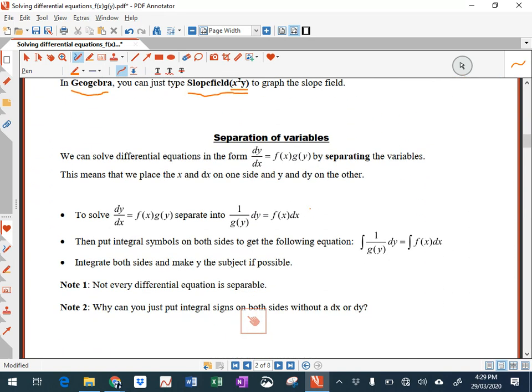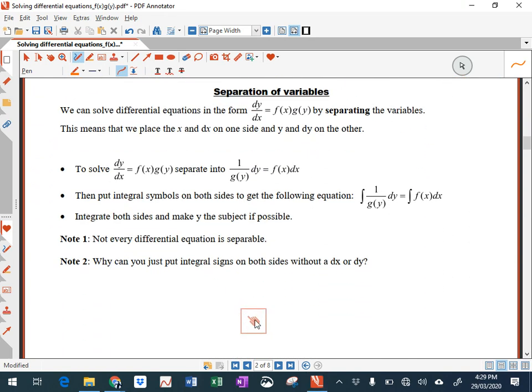Now, separation of variables. This is quite straightforward. And again, for those boys who are here for it, I'm going to do this in a little bit more detail so you'll pick up something. So, how do we solve this? We just sketched the slope field, but how do we solve the differential equation which is defined as f of x and g of y? Well, we can do it by separating variables, and that means we place the x and dx on one side and the y and dy on the other.